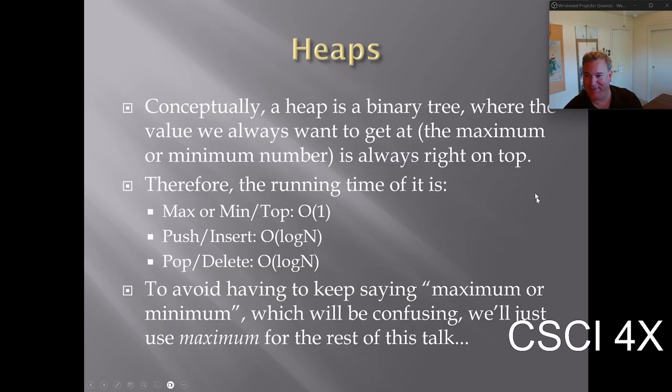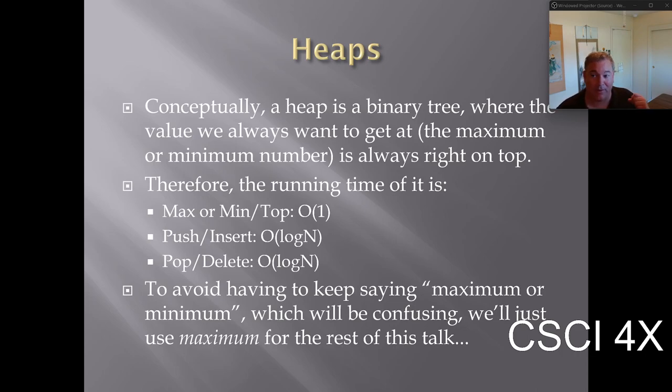Good. So a heap is a binary tree, but it's not a binary search tree. That's why I have to catch myself sometimes, because I'll just say binary tree when I mean binary search tree. A heap is a binary tree. Every node in a heap contains two smaller heaps, a left heap and a right heap, just like a binary search tree.